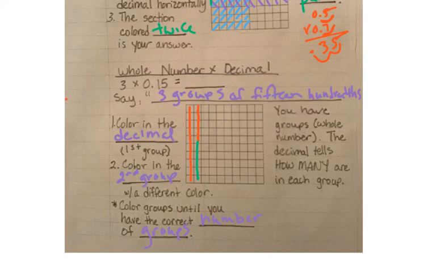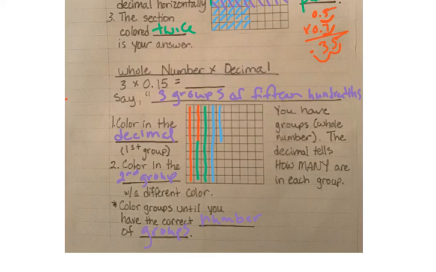And I accidentally dropped one of my tens. Okay, I'm going to color in one more 15 hundredths. So there's 10, 15. I'm going to back that up just a little bit. All right, you have groups.